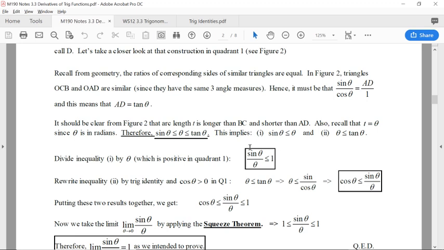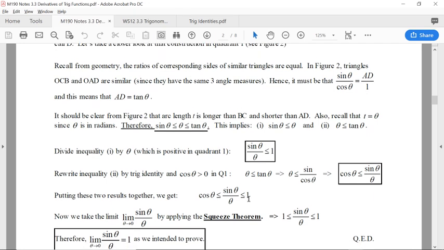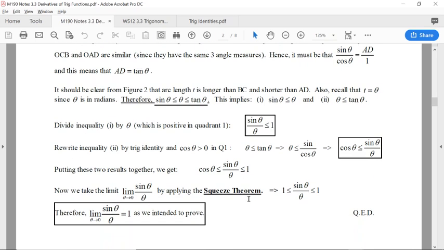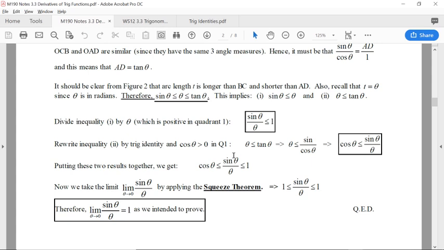Now we can combine these two inequalities so that the sine of theta over theta is bounded between cosine theta as the lower bound and 1 as an upper bound. That's this right here. Now, in order to evaluate this limit in the center, we can apply the squeeze theorem because we have a lower bound and an upper bound. We can take the limit on the left and the limit on the right as theta approaches 0. Now, the limit on the right is just constant. It's 1.